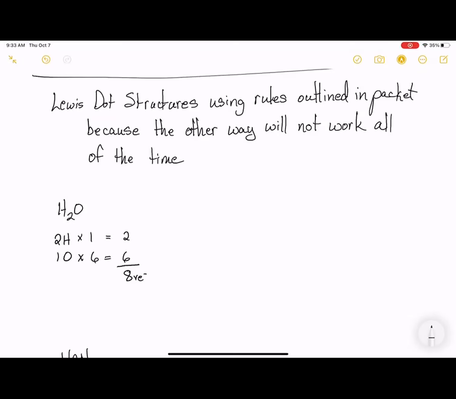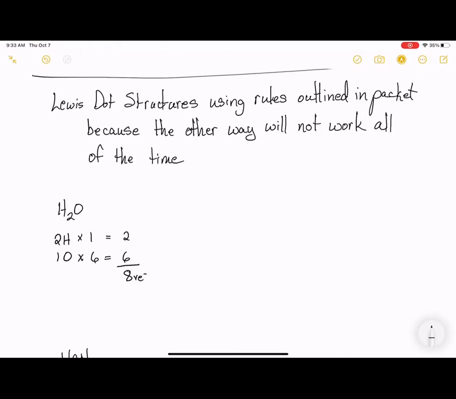This is step number 1, where you simply add up the total valence electrons. The next step is to write the skeletal structure. Typically, the skeletal structure will have the first element in the formula listed as the central atom and the other elements listed as terminal atoms.